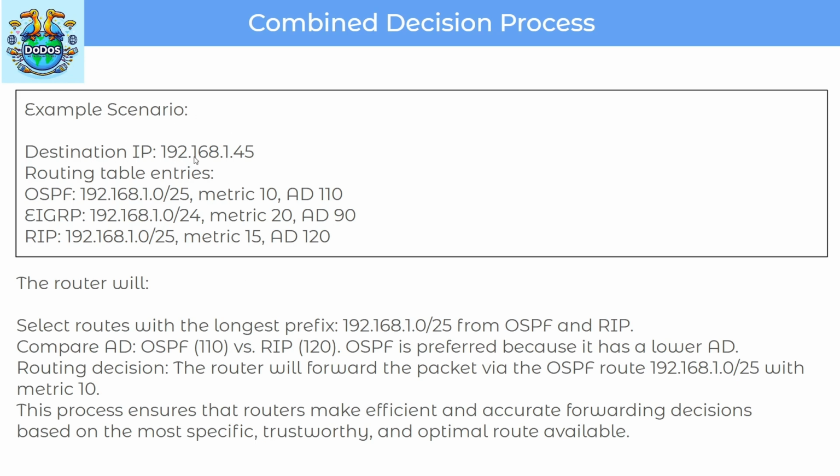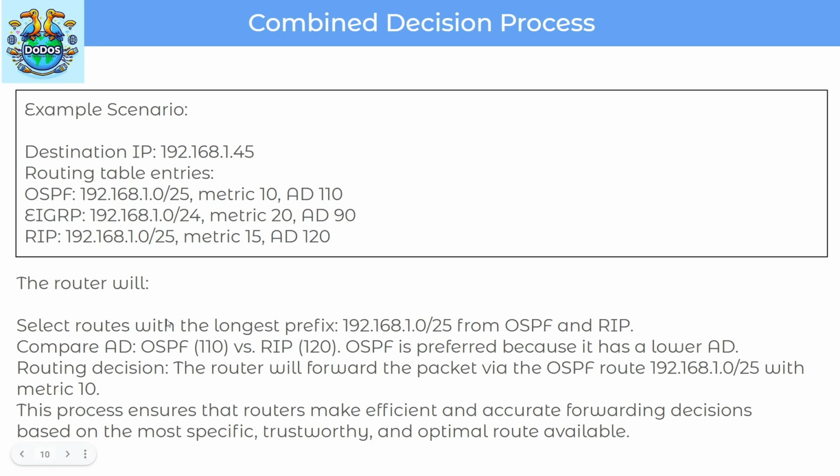There's a destination IP address of 192.168.1.45. The routing table entries are OSPF 192.168.1.0/25, metric 10, AD 110. Then there's EIGRP, which is 192.168.1.0/24 with a metric of 20 and an administrative distance of 90. Then there's RIP, which is 192.168.1.0/25. The metric is 15 and the administrative distance is 120.